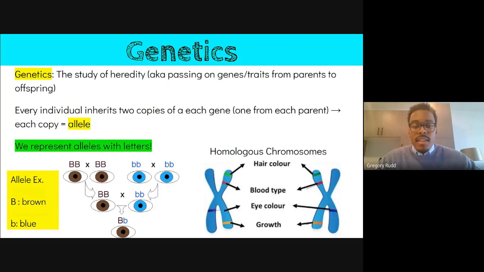We represent these alleles, which again get paired, they stay in pairs. We represent them with letters. And these letters can be pretty arbitrarily assigned. For example, if we want to talk about hair color, then I might use the letter H for hair. But there's no real science to it.